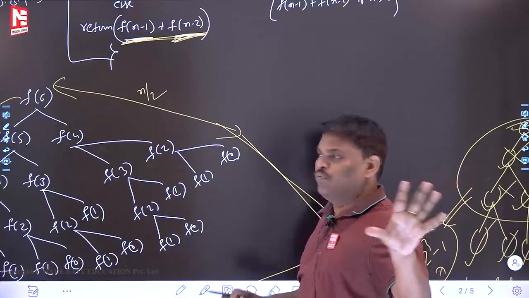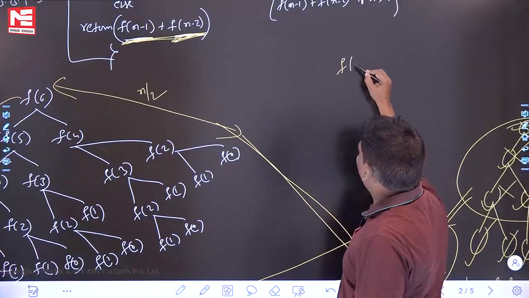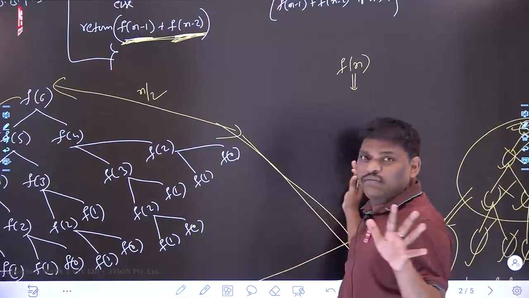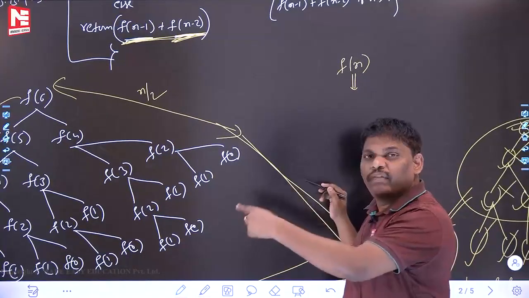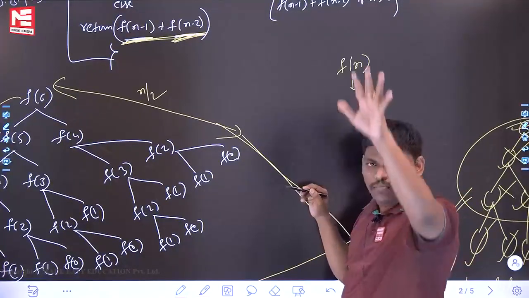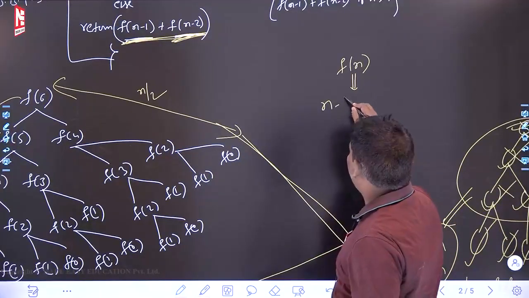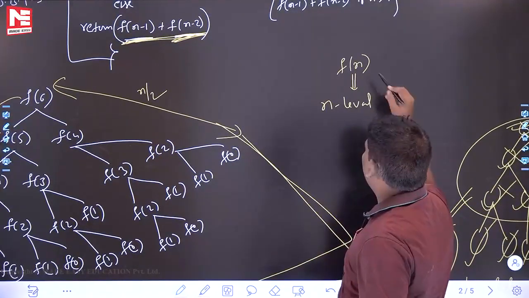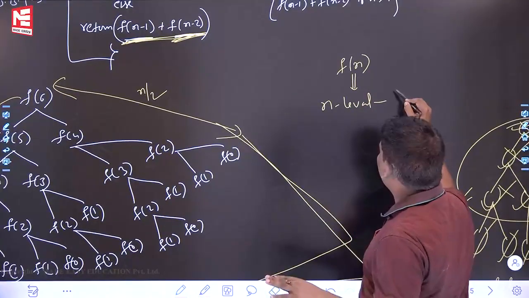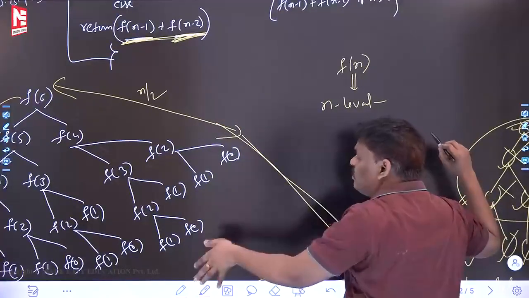Please be careful. Now see everyone. Fibonacci of n will generate how many level tree? Left n levels, right n by 2, it's okay, but maximum levels you have to say. How many level tree? N level. N level tree you got. Binary tree or complete binary tree? Maximum levels we are taking.